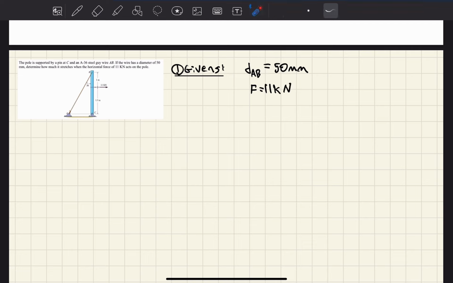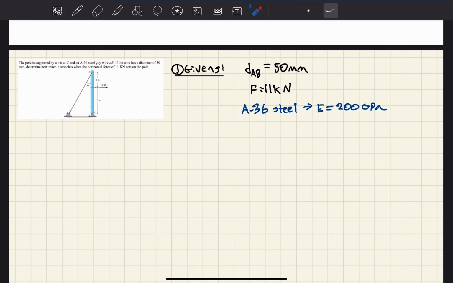And the question says that it's A36 steel, and from now on, once we're given the material, we can derive several properties from it, right? Or we should know what properties are associated with this specific material, whether it be the elastic modulus or something like Poisson's ratio or stuff like that. And in this case, A36 steel typically has an elastic modulus of a nice round number of 200 gigapascals.